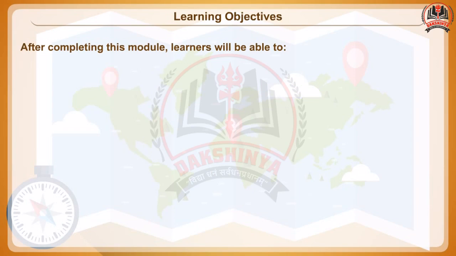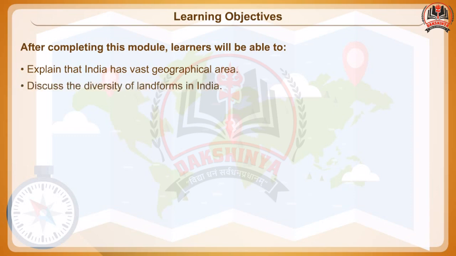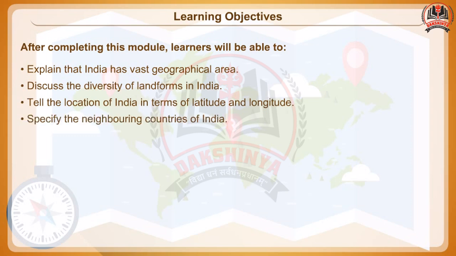Learning objectives. After completing this module, learners will be able to explain that India has vast geographical area. Discuss the diversity of landforms in India. Tell the location of India in terms of latitude and longitude. Specify the neighboring countries of India.